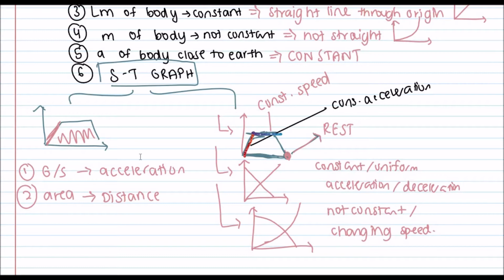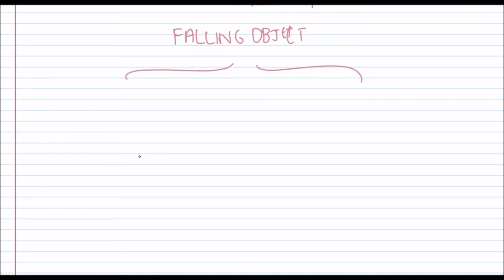Now the last point about Unit 1.2 is a falling object. A falling object, whether it's falling with air resistance or without air resistance. Without air resistance is easy. You just need to remember it falls at the same rate. So all objects fall at the same rate.